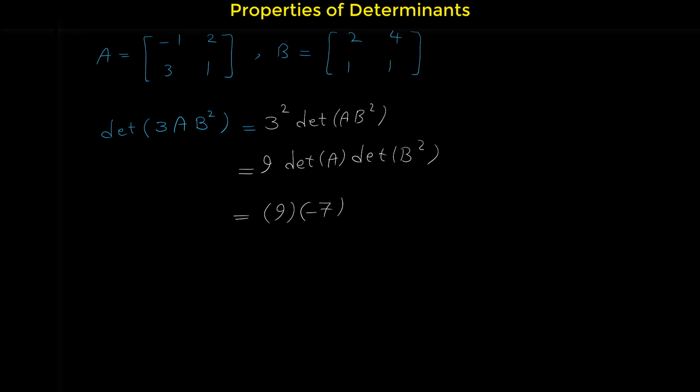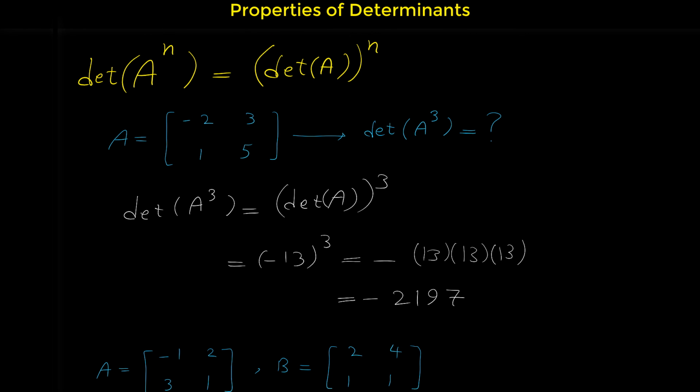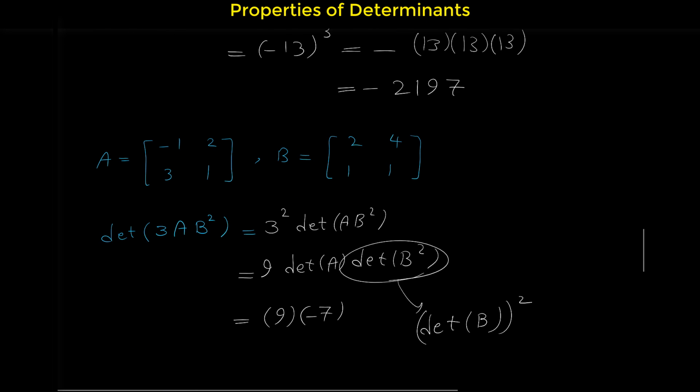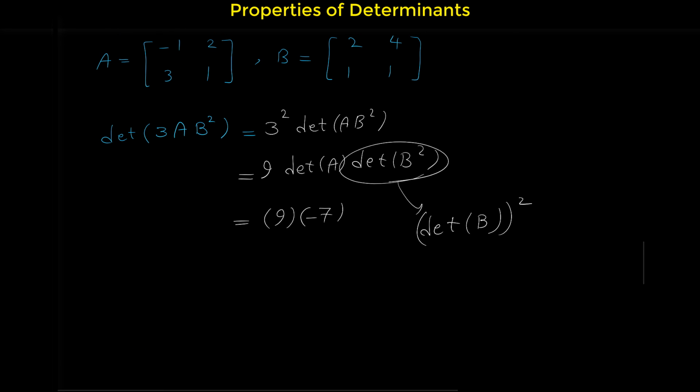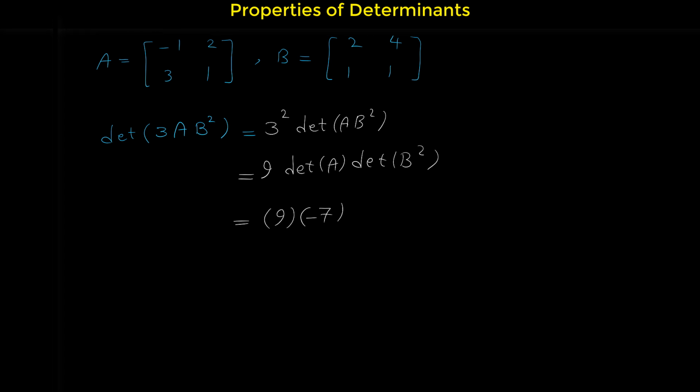Determinant of B squared is determinant of B, squared. As we learned here, we can use this property. So determinant of B squared is determinant of B to the power of 2. What is the determinant of this matrix? 2 times 1 is 2, minus 4, negative 2. Now if we raise negative 2 to the power of 2, it equals 4. So times by 4. 9 times negative 7 is negative 63. Negative 63 times 4 is negative 252.